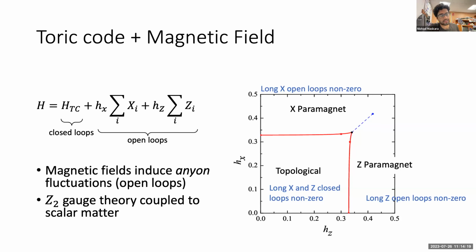And there you can kind of see that long X open loops will be non-zero. And you're asking now, what if we move smoothly from here all the way down here, where now long Z open loops will be non-zero because the state will be polarized along up. Indeed, you can do this smoothly, but in the middle, the loop that you're going to be measuring isn't an X string or a Z string. It's actually a string of Y's.